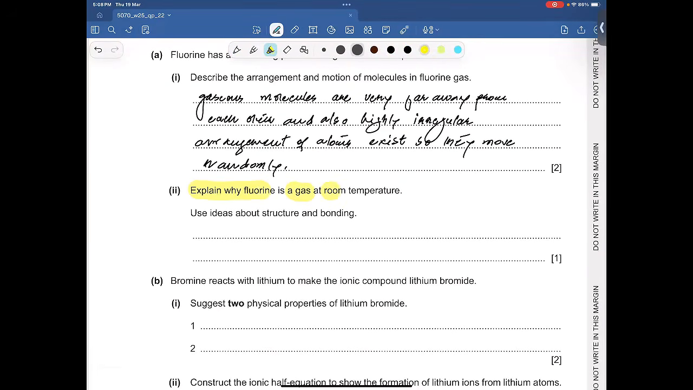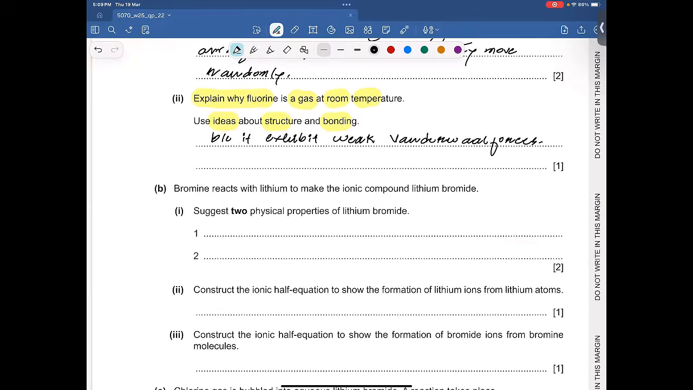Explain why fluorine is a gas at room temperature. Use ideas about structure and bonding. Because it exhibits weak van der Waals forces, and weak van der Waals forces are also called intermolecular forces. Okay, so you can write intermolecular forces instead of van der Waals forces, but since you are in 11th grade now, I believe you need to use van der Waals forces instead of intermolecular forces.